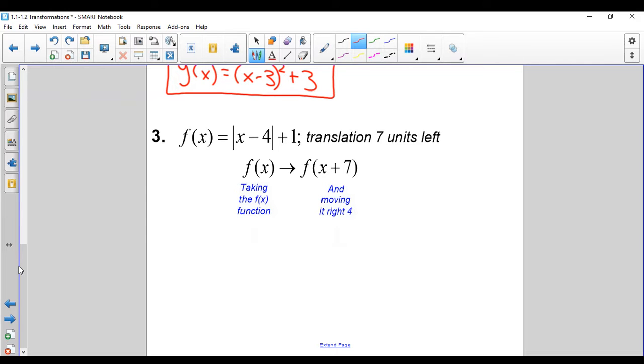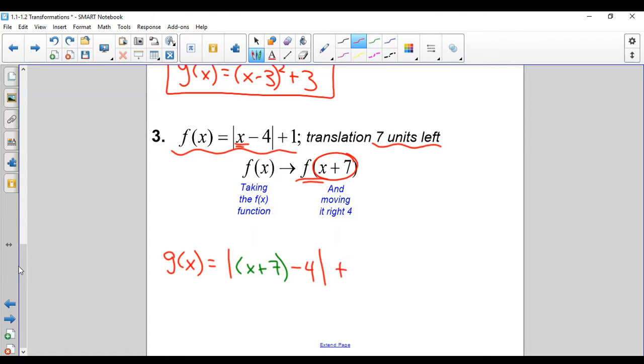Last one. f of x equals absolute value of x minus 4 plus 1. We're moving this one 7 units left. So we're taking this function, moving it 7 units left. So that means I'm taking this and plugging it in for x. So my new g function is I'm taking the f function, I'm plugging in x plus 7 for x, so that means I still have that minus 4 and I still have that plus 1 outside.